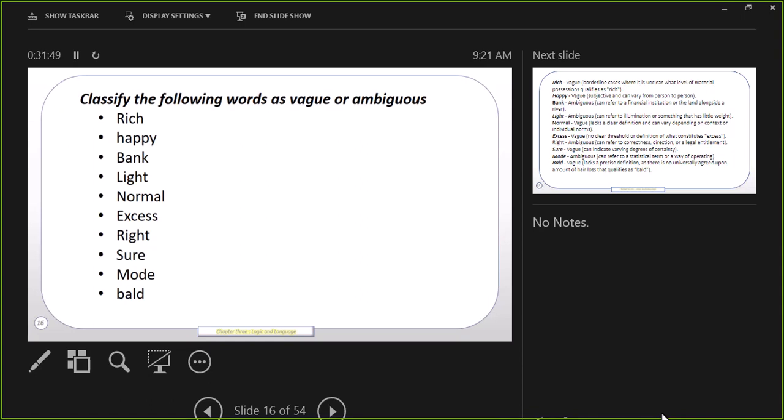Is it a material possession? Spiritual possession? How much should a person possess to be considered happy? There are an infinite, limitless number of definitions attached to the word happy, right? The same thing is true for the word rich.